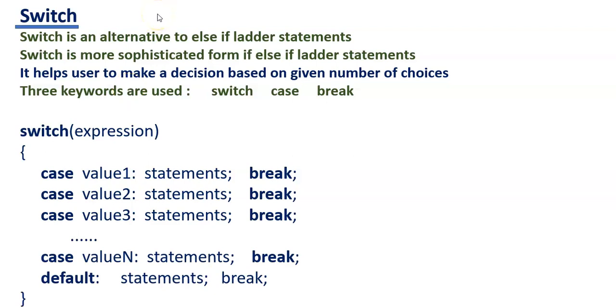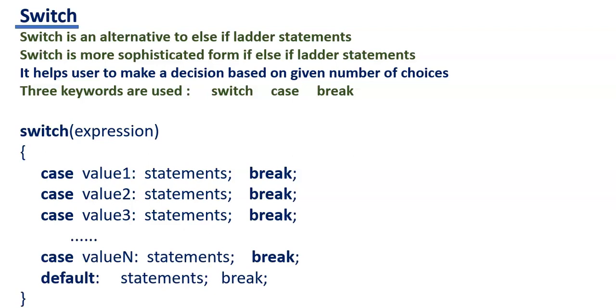In this video, we discuss the switch statement in C language. Switch is a conditional control statement. It is an alternative to else if ladder statements. Switch is a more sophisticated form than else if ladder statements. The switch statement helps a user to make a decision based on a given number of choices.